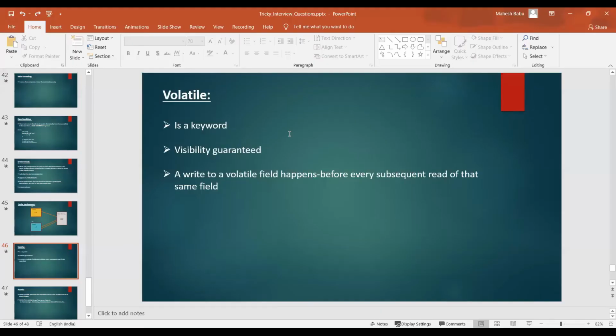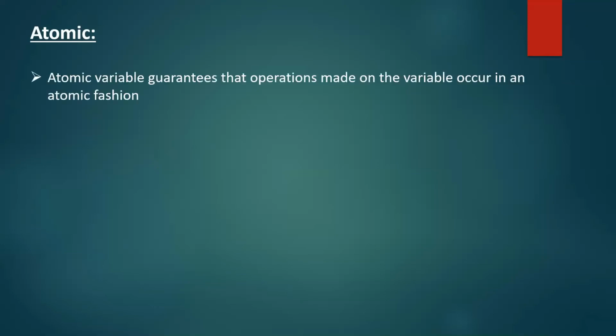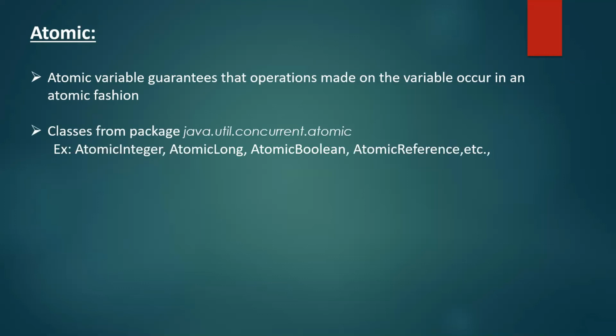Now let's go back. Volatile is done, right? Now let's see what an atomic variable is. An atomic variable guarantees that operations made on the variable occur in an atomic fashion. Meaning, even though we have sub steps in a single step, all the steps get completed within the thread, and they are not interrupted by any other threads. These atomic variables are actually classes, and these classes come from the package java.util.concurrent.atomic. For example, we have AtomicInteger, which can be declared for int variables. For long variables, we can declare AtomicLong, and so on.